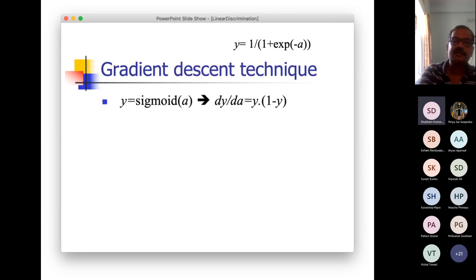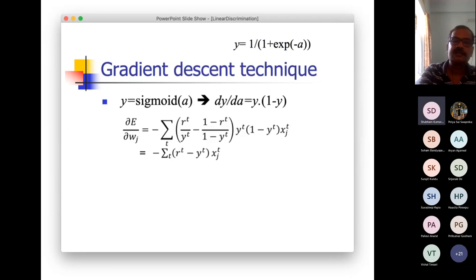Because it's a sigmoid function, the derivative of the sigmoid is very interesting. It can be computed from the functional value itself. You can prove it. If I consider the derivative of that function at that point, the function value directly can be used for computing the derivative. That is what we are using here, and it can be simplified.